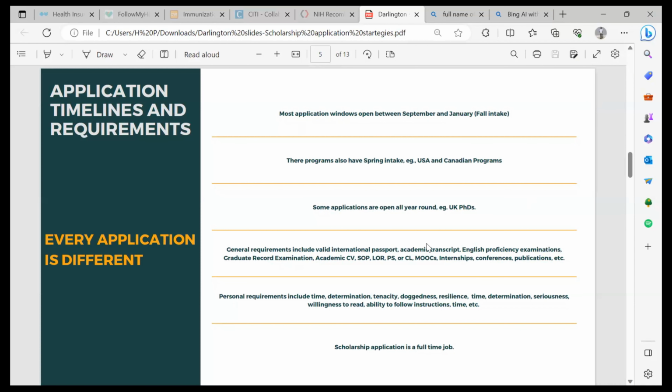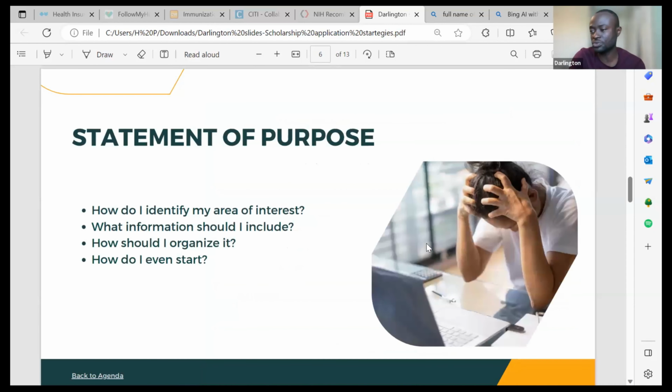Now, I'm going over to the topic of statement of purpose. Statement of purpose was one of the things that scared the hell out of me before I started my scholarship application, because I was like, how on earth do I start writing this thing? I've read some of them, and I don't know how somebody comes up with telling these stories about himself and this and that.